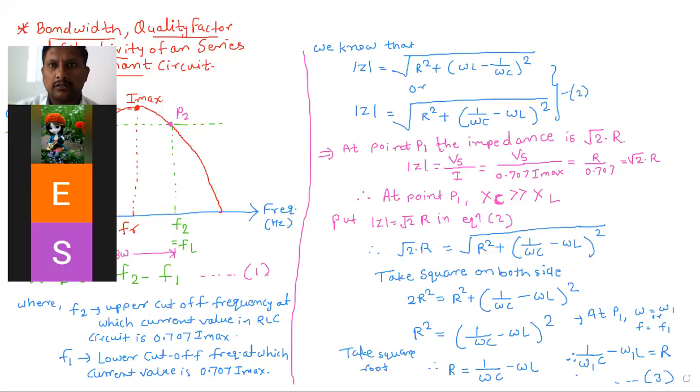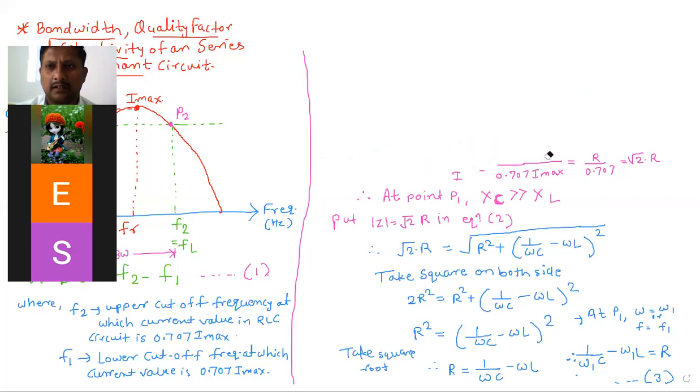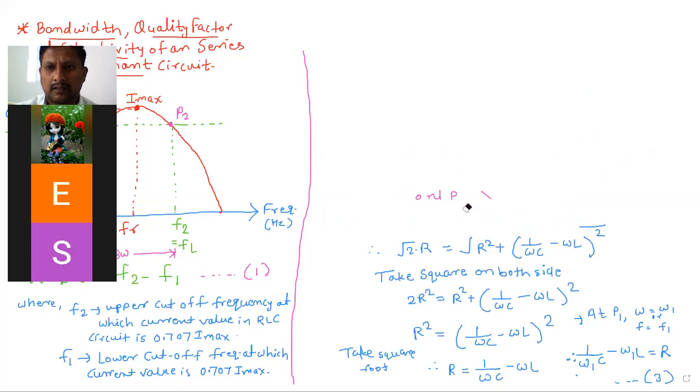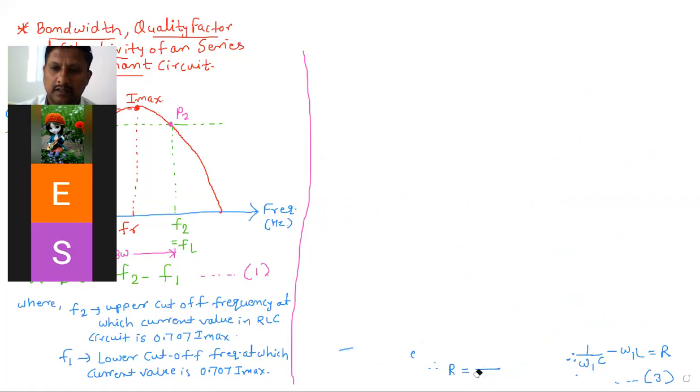Okay. Now the next part, similarly, I will erase this one. I will erase this part. So similarly at point P2, the same impedance is again under root 2 into R. Okay. So we have to consider that part.